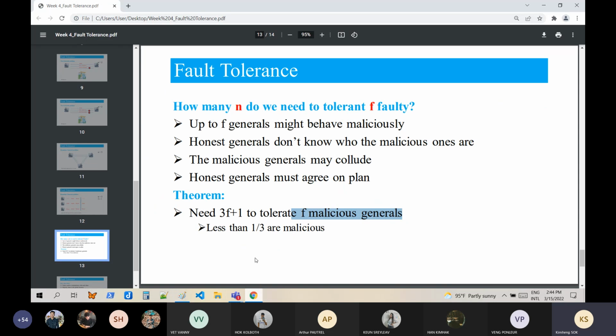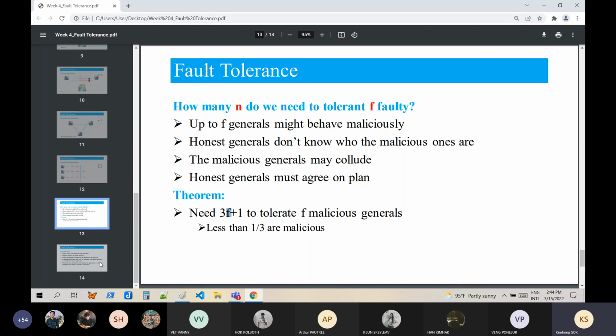So let's summarize our lesson. What does fault tolerant mean? It means that even if there is a fault or a computer is compromised, our computers are still functioning. That is called tolerant. Fault tolerant: even if there is a fault, it is still tolerant. So the formula is we need at least 3F plus 1 total computers in order to deal with F failures. Okay, so that is the formula.